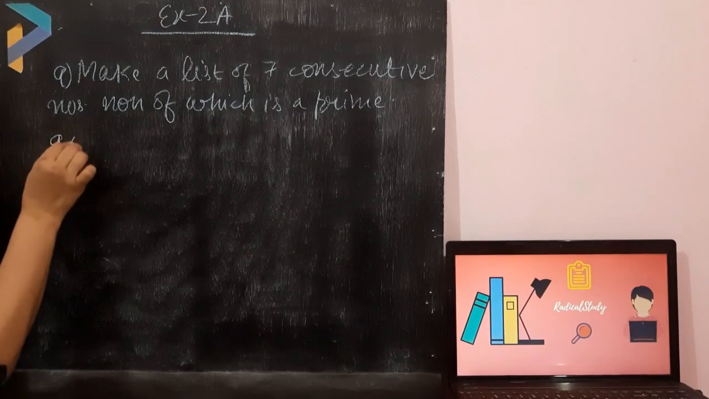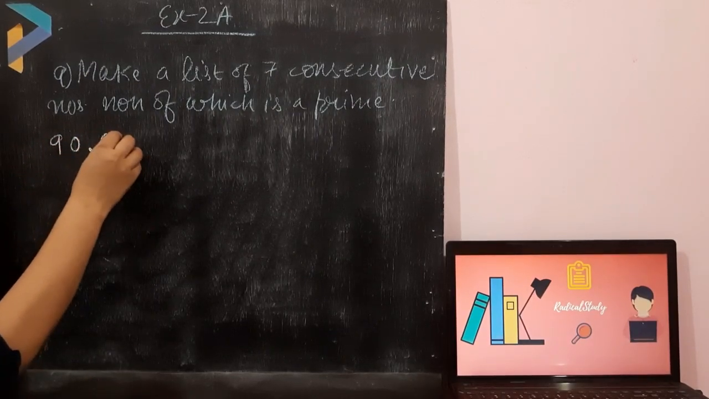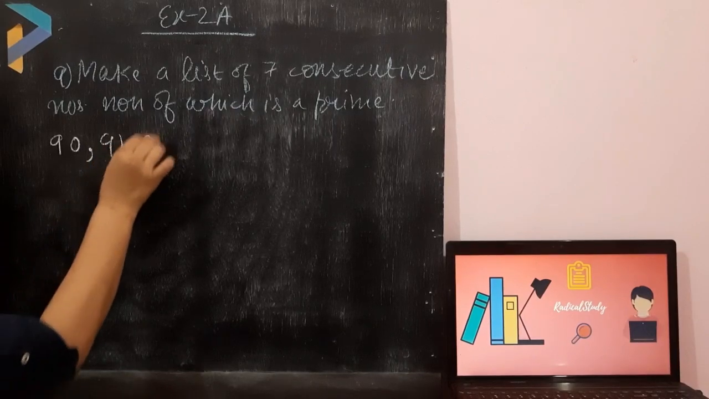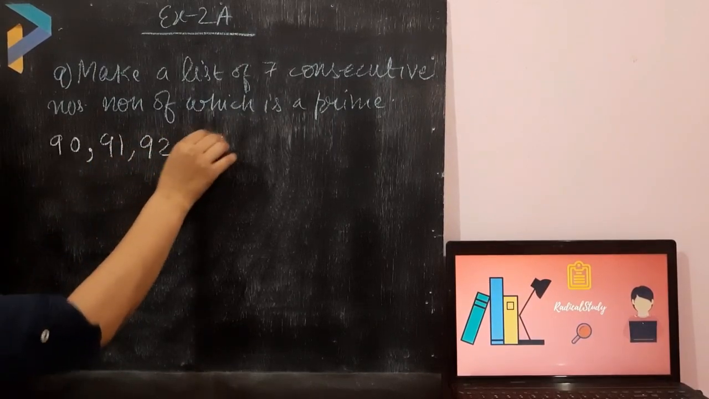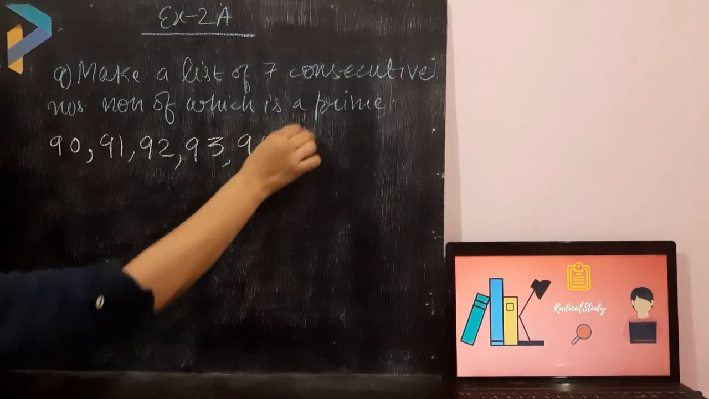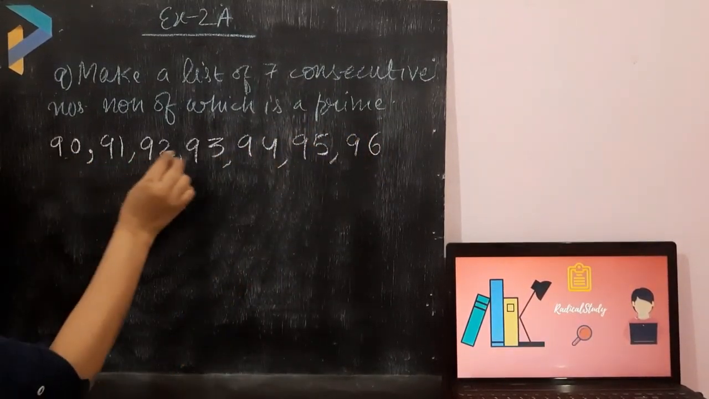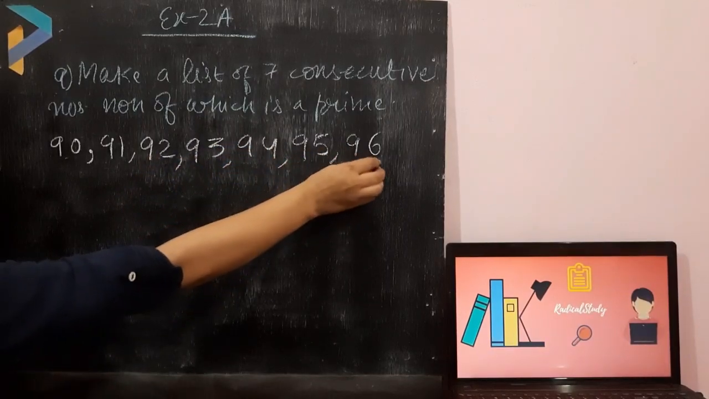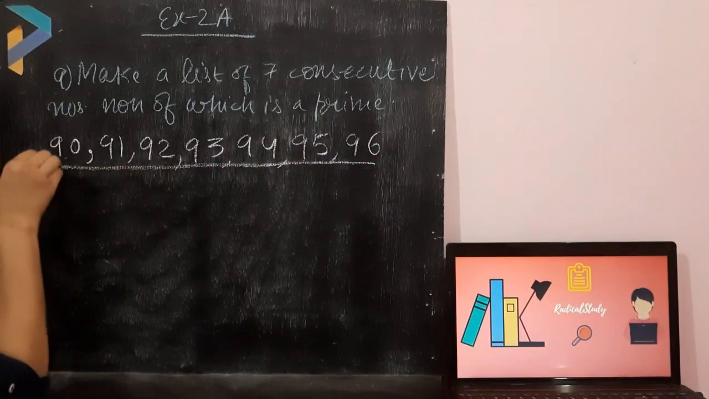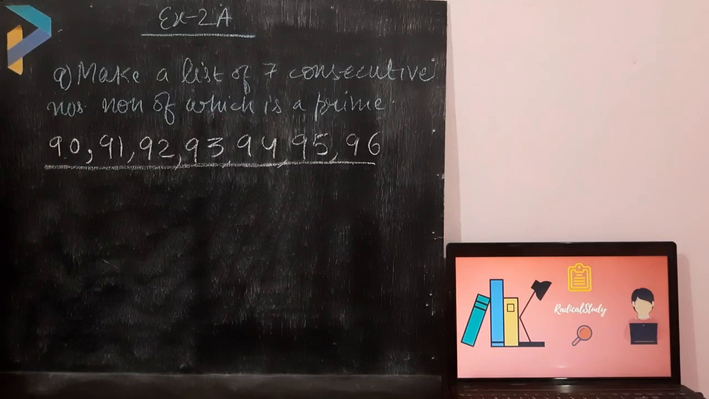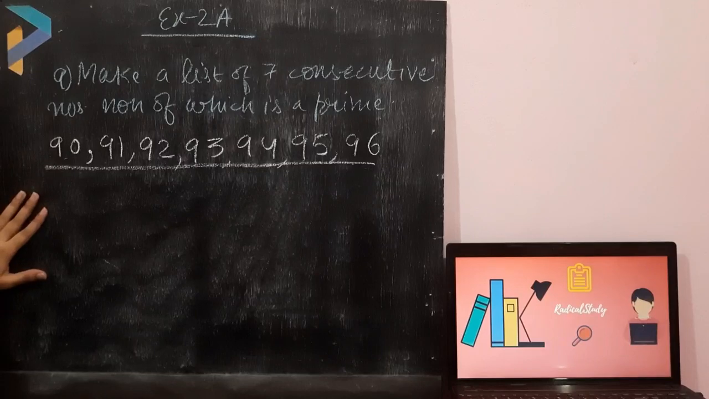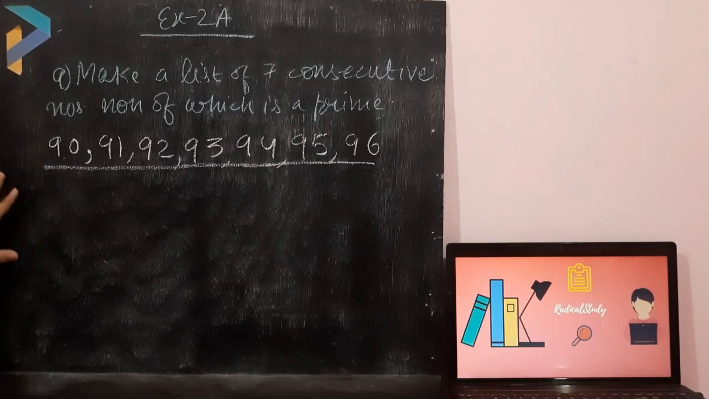It starts from 90, 91, 92, 93, 94, 95 and 96. 1, 2, 3, 4, 5, 6, 7. These are the continuous numbers in the sieve of Eratosthenes which are composite numbers. None of them are prime numbers. So this is the list which you will find in the table also. To make you understand, I am going to attach the image at the end also.